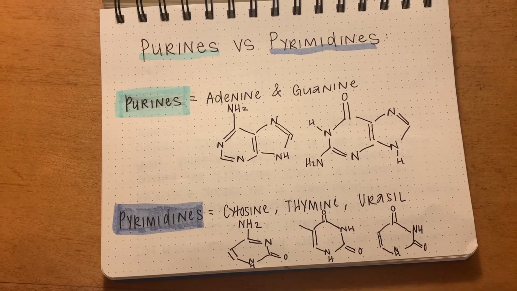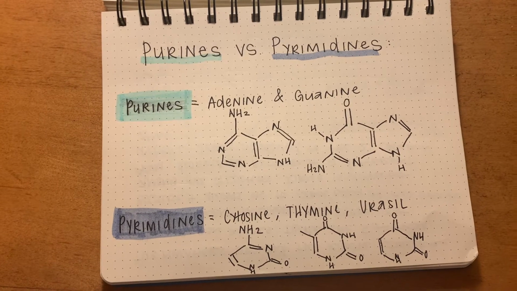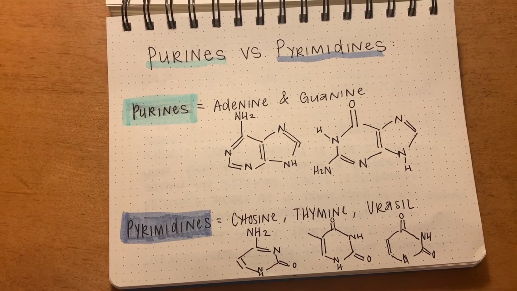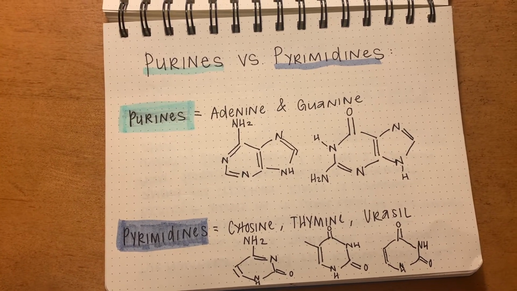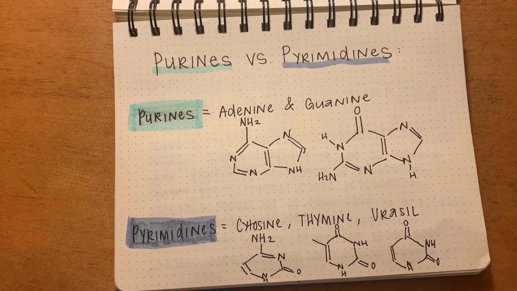The purines are adenine and guanine. They are the same in DNA as they are in RNA. The pyrimidines are cytosine, thymine, and uracil. In DNA, it's cytosine and thymine. In RNA, uracil replaces thymine.